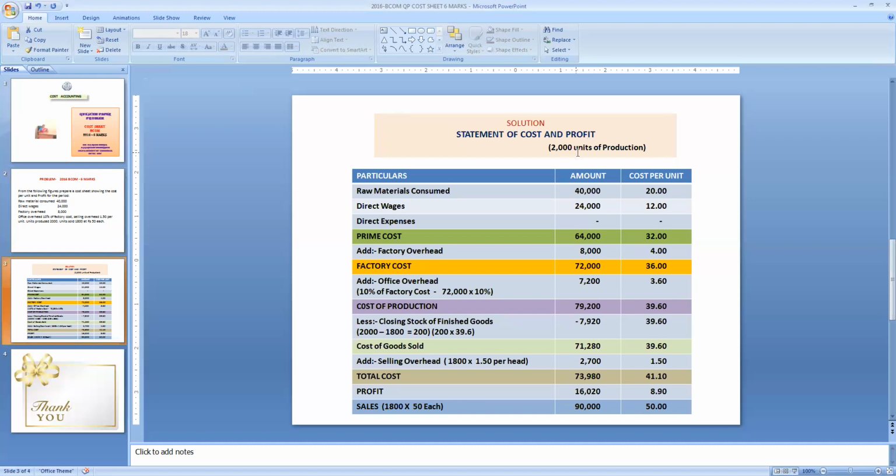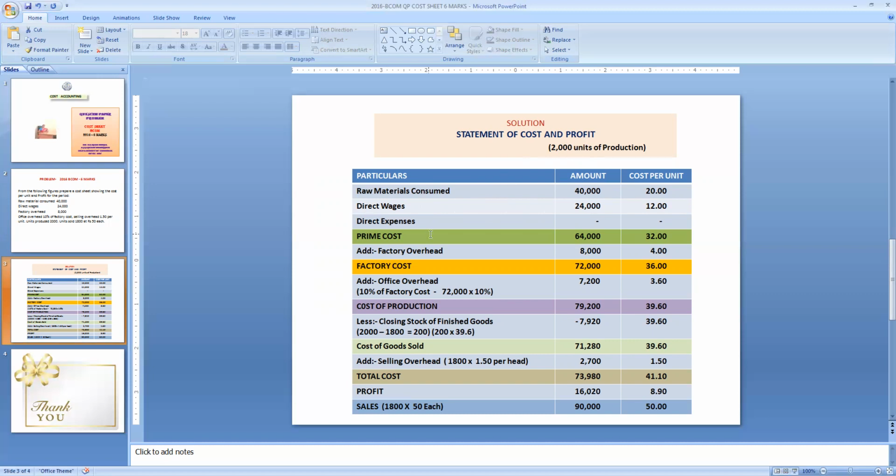The units of production given in the question is 2,000 units. Raw materials consumed is 40,000. If you want to calculate per unit, we should divide the value by the number of production units given. 40,000 divided by 2,000 is 20 per unit. Direct wages are 24,000, then 24,000 divided by 2,000 is 12 per unit. There is no information about direct expenses, so no need to take them.